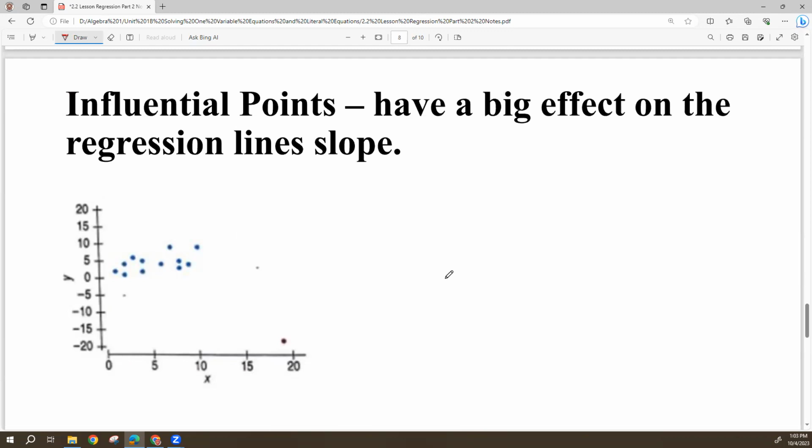The last thing would be a point that we consider an influential point. So this point, all the way over here, would have a big effect on the slope of our regression line. If this point did not exist, our line would go somewhere like this, and it would have, I don't know, a pretty smallish slope. However, when we put this point in there, it is going to drag our line downward, which is going to have a big effect on our slope. And so we would say that that point is influential.